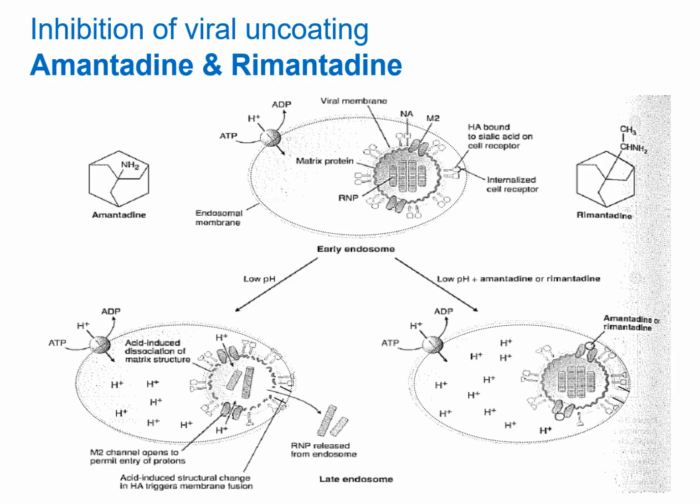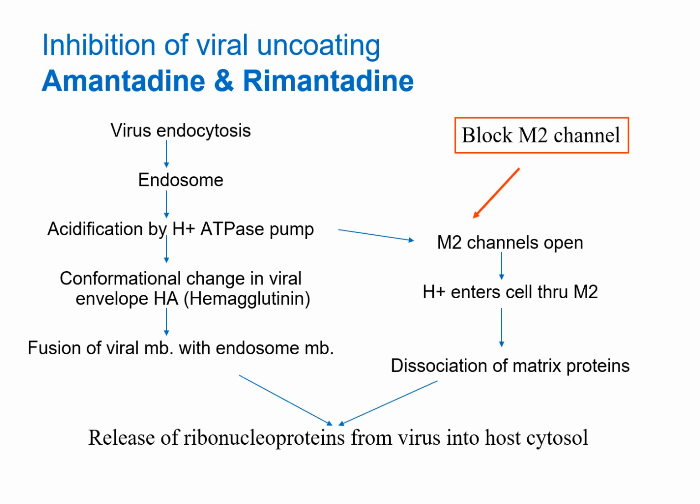The mechanism is again inhibition of viral uncoating. You can have a look at this figure, and then everything is written in words on the slide that comes next. Basically, what those drugs do, amantadine or rimantadine, they inhibit the M2 channel, and hence we no more have acidification inside the virus, and hence this will not let the dissociation of the matrix protein occur, and hence we will not be able to have RNP release from the endosomes. And as promised, those are the words written here showing how amantadine and rimantadine work.